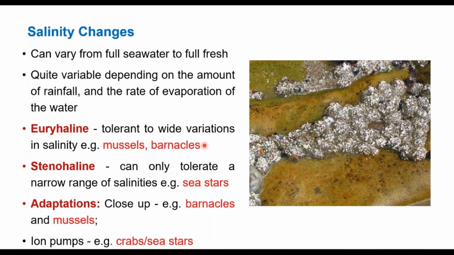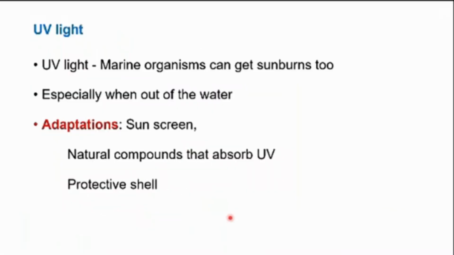It closes up the shells, right, and it can stay inside. And then there are ionic forms, or how we have sodium potassium channels, right? So whenever we take more salt, we drink water, right? Similar to that, there are ionic forms in the crabs and sea stars, which can help to withstand the salinity variation. Next one is UV light.